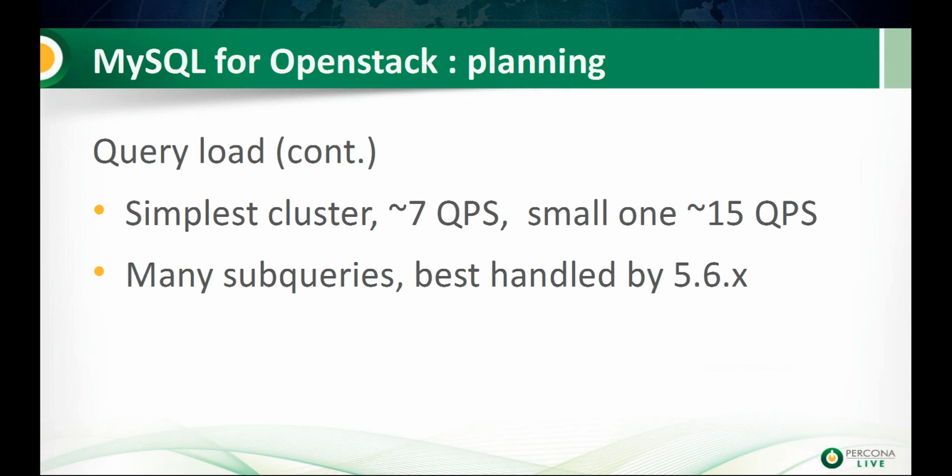If you look at the queries, there are many subqueries. Those subqueries are usually better handled by 5.6. The 5.6 optimizer is much more efficient at dealing with subqueries. 5.5 and earlier will treat many subqueries as dependent, although they are not, and they will be executed for all the rows, which can be a problem. Although if it's a small cluster, you don't really care because of the query load. But if you are running a large cluster, I would think 5.6 is much better adapted.